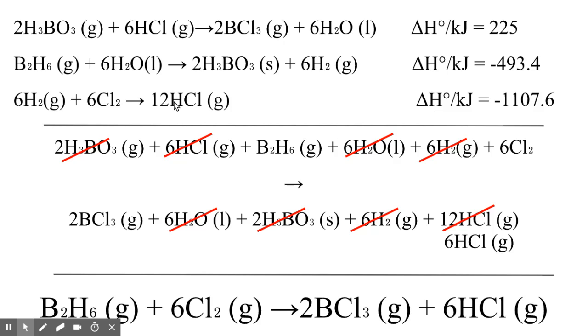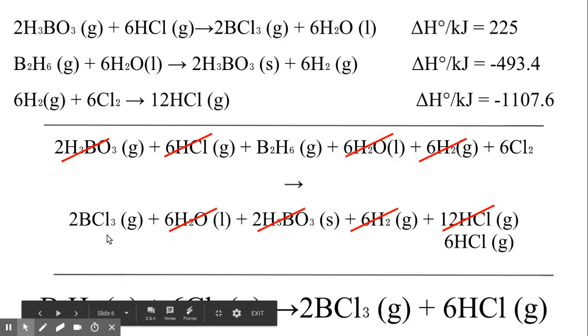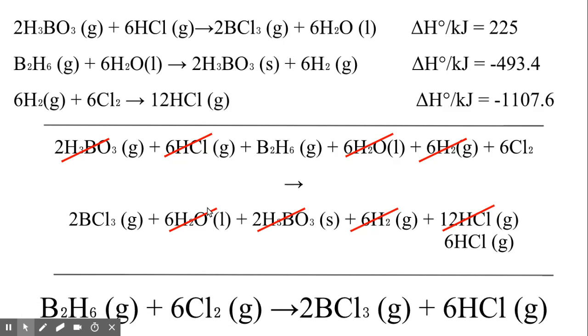The next step for this is to add up all of the reactants and make it yield all of the products. So to do that, we're going to begin. We have our 2H3BO3 here, our 6HCl here, our B2H6 here, our 6H2O here, our 6H2 here, and our 6Cl2 here. Then we have our products. So our 2BCl3 there, our 6H2O there, our 2H3BO3 there, our 6H2 there, and our 12HCl there.